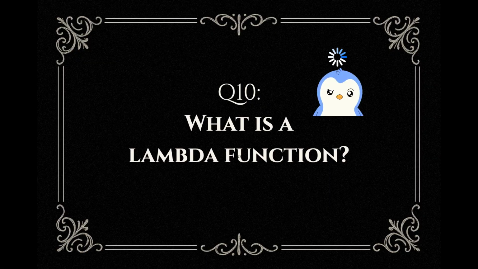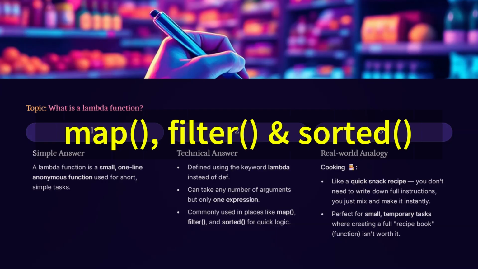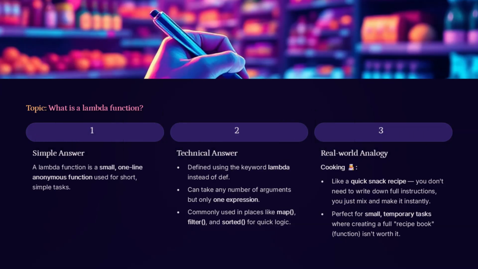What is a lambda function? A lambda function in Python is a tiny, anonymous function used for quick, simple operations. In simple terms, it's a one-line function you create on the spot without giving it a name. Technically, it is defined using the lambda keyword, can accept any number of arguments, and must contain exactly one expression whose result is returned automatically. This makes lambda functions handy in places like map, filter, and sorted, where small bits of logic are needed just once.